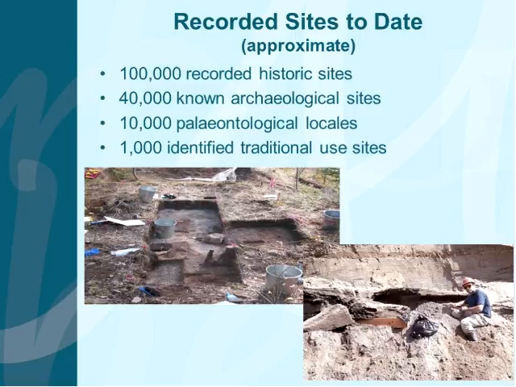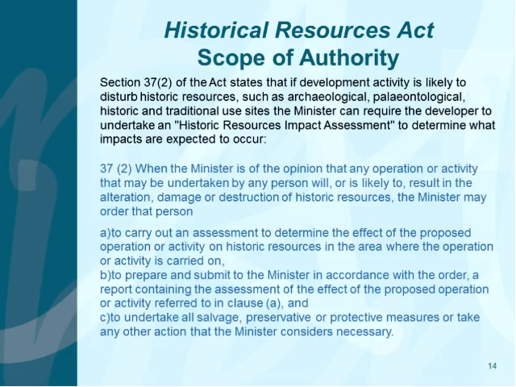What are the recorded sites? These are very approximate numbers, but we're looking at 100,000 recorded historic sites in Alberta, 40,000 known archaeological sites in this province, 10,000 known paleontological locales, and over 1,000 identified traditional use sites. That's not all that we know, but that is a lot to consider.